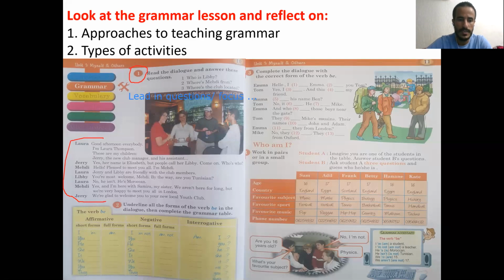Activity number two. Underline all the forms of the verb be in the dialogue, then complete the grammar table. What is this? So what is this?